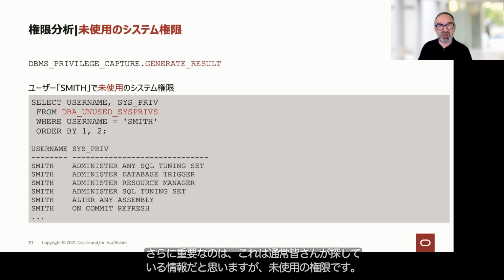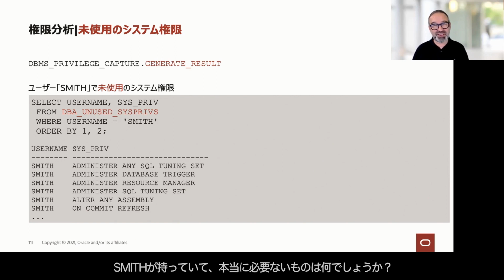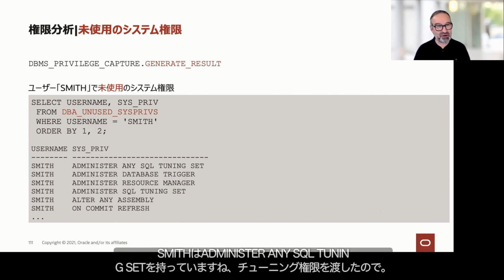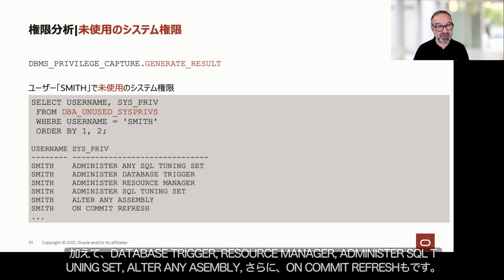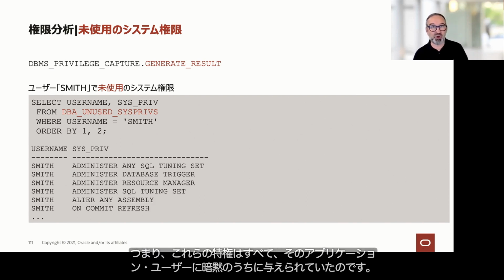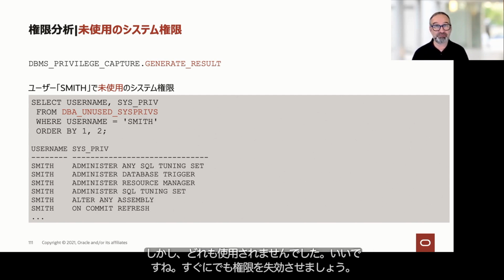Even more important, and I figure this is the information you typically are looking for, are the unused privileges. What does Smith have and really doesn't need? So here we found out, oh, Smith had administer any SQL tuning set because I went under tuning privileges, database trigger, resource manager, administer SQL tuning sets, all the any assembly, whatever that is, on commit refresh. So all these privileges were granted implicitly to that application user, but none of them was used. That's cool. Let's revoke them right away, right?